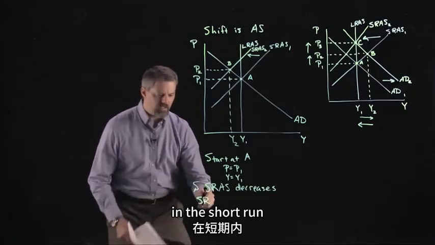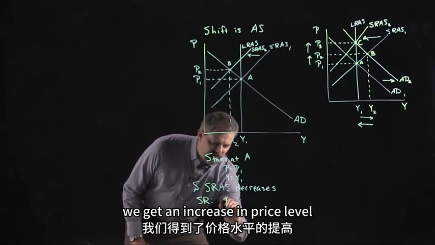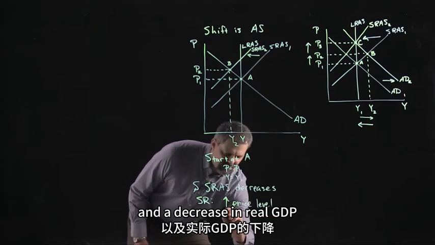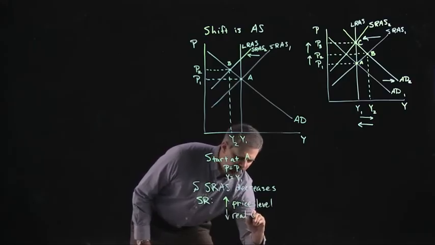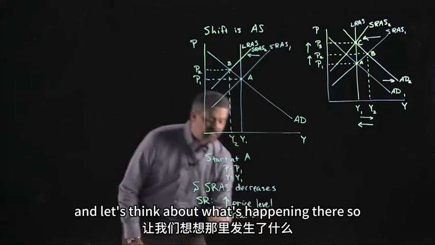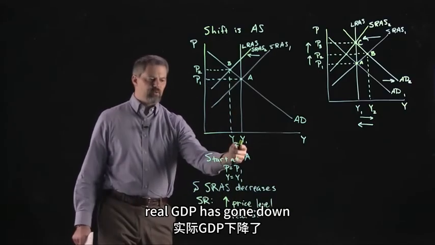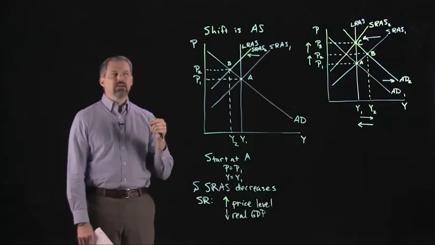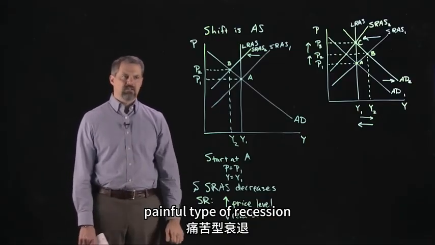So we move to point B. In the short run, we get an increase in price level and a decrease in real GDP. And let's think about what's happening there. So that's a recession. Real GDP has gone down. Notice that this is going to be a particularly painful type of recession.